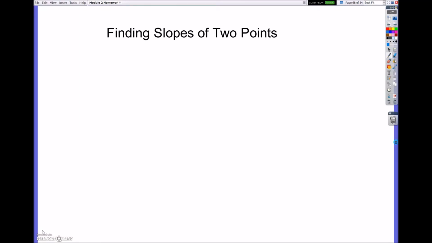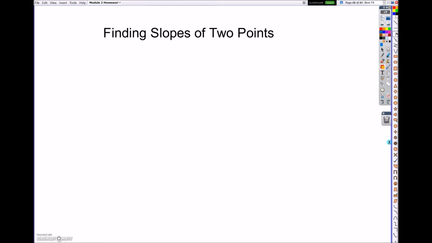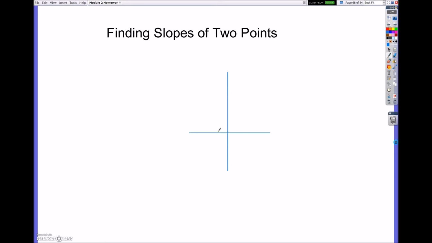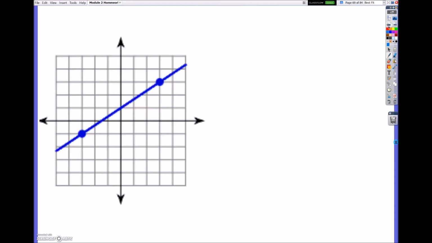Hey guys, today what we're going to be doing is looking at how to find slope given 2 points. So previously we've looked at how to find slope when I have been given a graph. And remember what slope is: rise over run. So up until this point we looked at points on a graph and we counted how much did I go up and how much did I go over. Now we're going to be able to do this with an equation given 2 points.